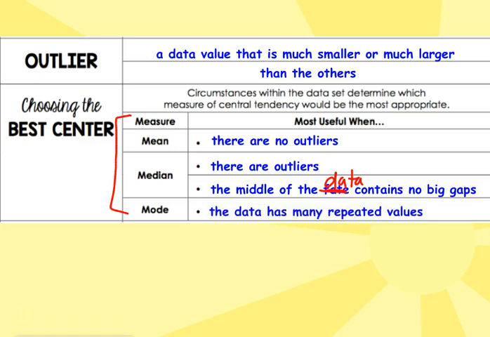And then you would use the mode when there's values that are repeated a lot. So mainly what you should just think of is, if there's no outliers, use the mean. If there are outliers, use the median. And if we have repeats, the mode is your go-to. This will make sense when we try it together.